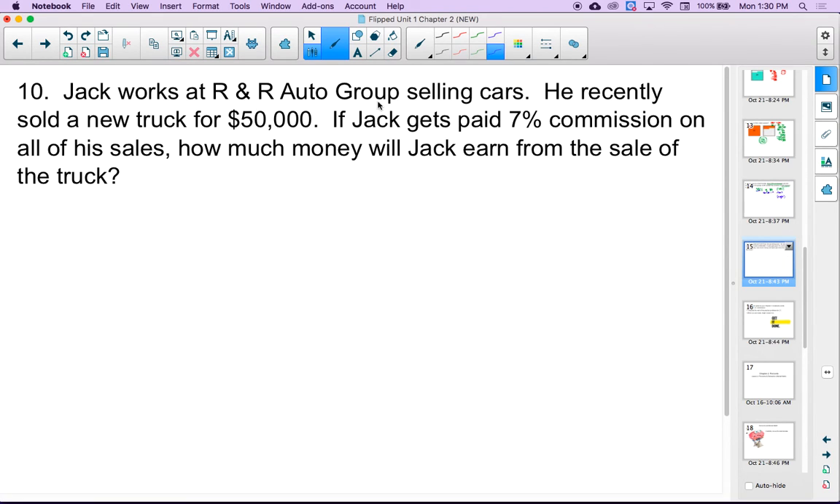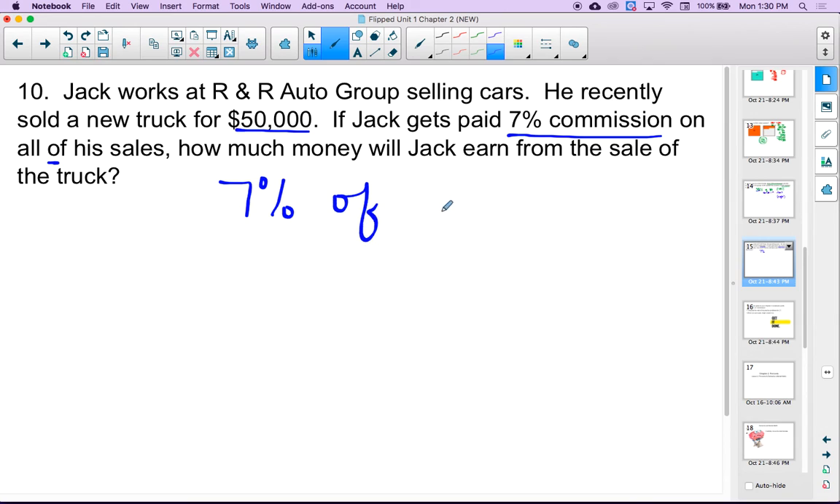Jack works at R&R Auto Group selling cars. He recently sold a new truck for $50,000. If Jack gets paid 7% commission on all of his sales, how much money will Jack earn from the sale of the truck? Commission is very easy to find. You just have to figure out what the commission percent is. In this case, it's 7%.